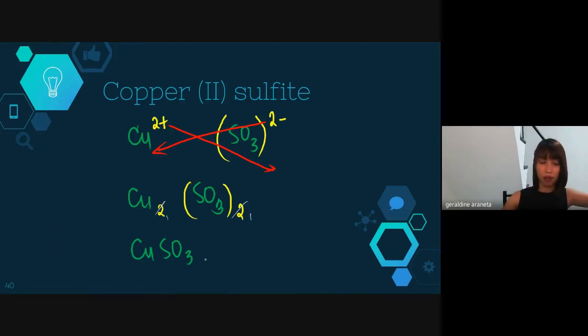Hindi na lalagyan ng parenthesis kasi hindi naman na natin sinulat yung 1. So, pwede rin naman nakaganyan, pero pwede siyang CuSO3, just simple as this. The parenthesis is just needed kapag meron tayong subscript sa labas. Okay? Nagets ba ako?